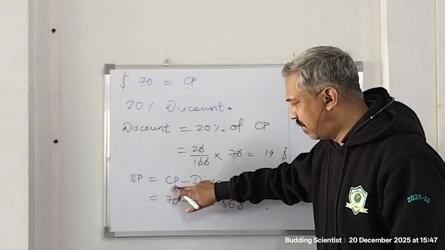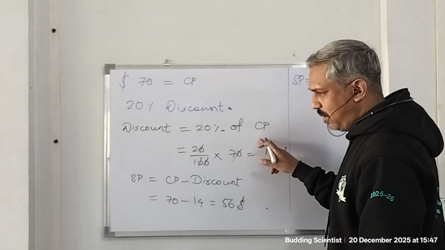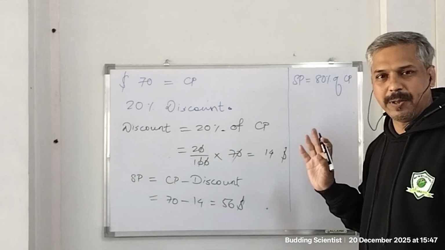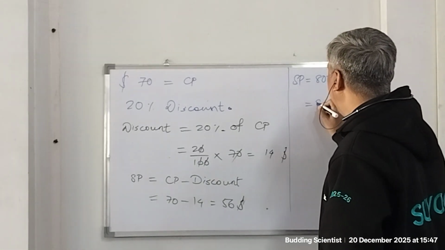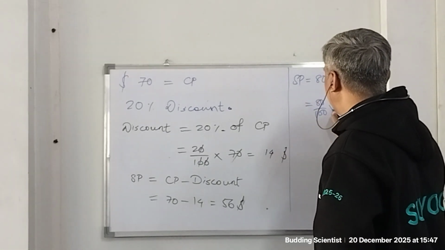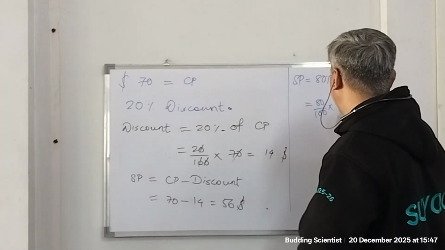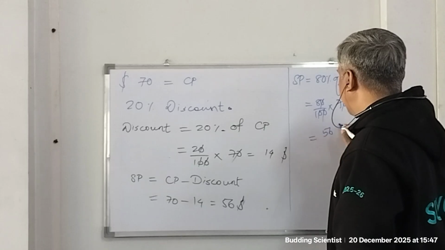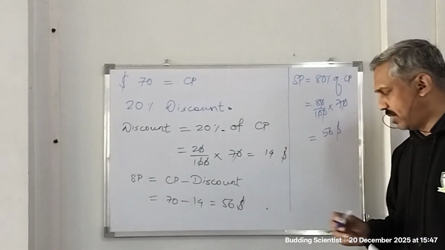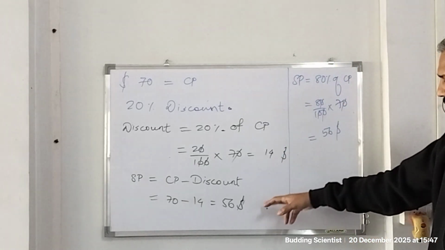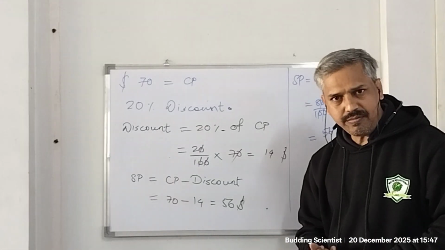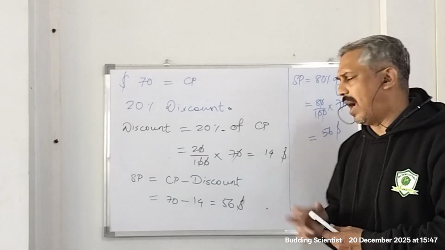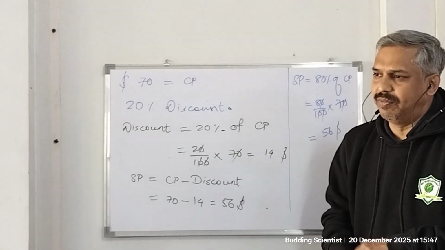That means 100% of CP minus 20% of CP. Why subtract? Just take 80% of CP. That will be equal to 80 upon 100 into 70, which is equal to $56. So we directly get the answer, $56. This is a shorter way of solving. You decide if you can handle this. Whichever way you like, you can solve.